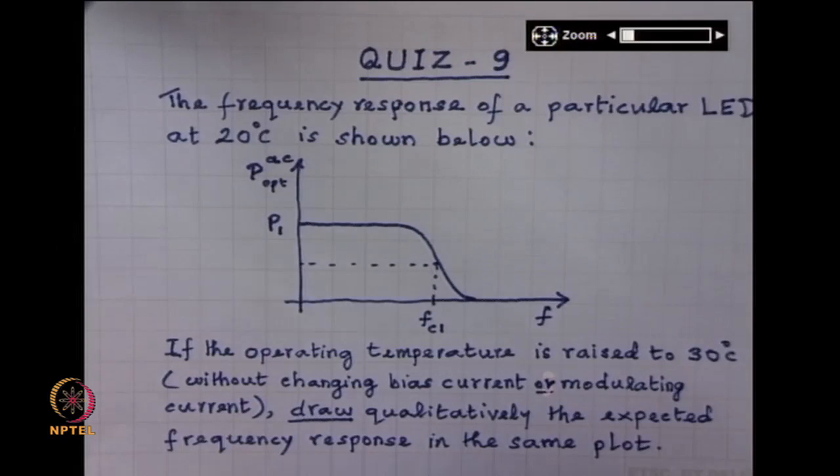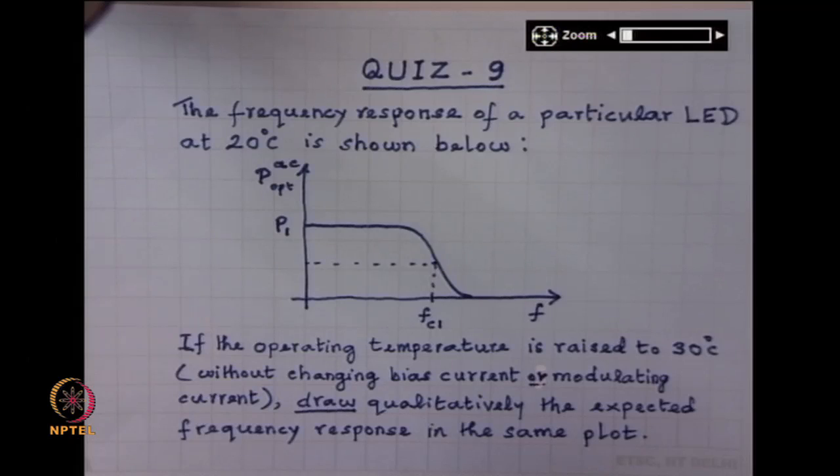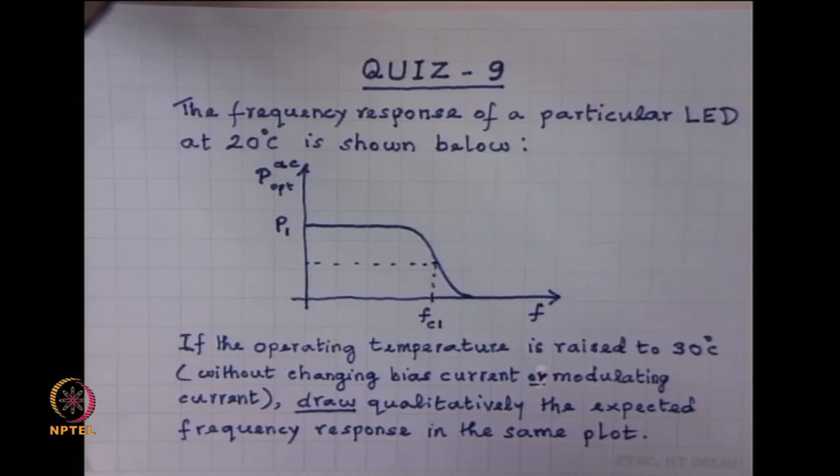The frequency response of a particular LED at 20 degrees is shown below. If the operating temperature is raised to 30 degrees without changing bias current or modulating current, draw qualitatively the expected frequency response in the same plot.